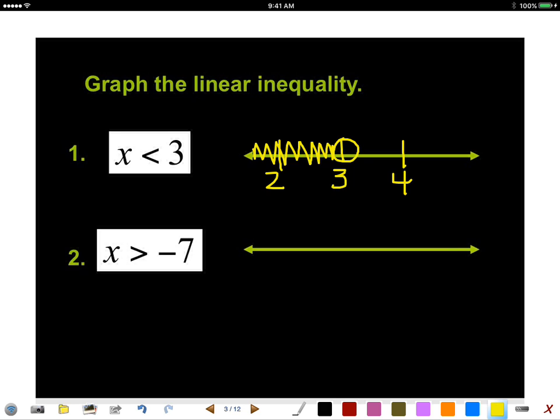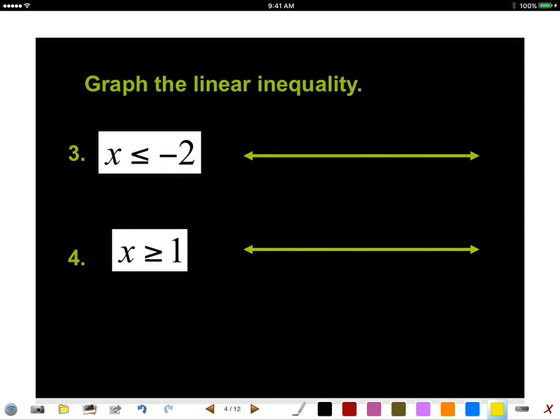All right, let's look at number 2. We've got x is greater than negative 7. So we have to put the negative 7 in the middle. What comes to the left? Negative 8, and to the right is negative 6. Very good. It says x is greater than negative 7, so x cannot be negative 7, so we're going to put an open circle, and all the numbers that are greater than negative 7 would be all the numbers that are to the right. Very good. So we shade like that. Are you guys okay in the back? Okay.